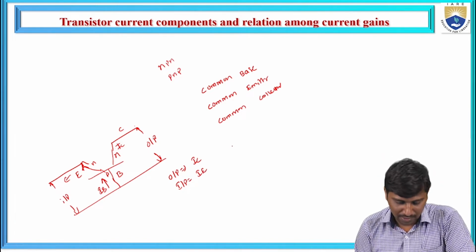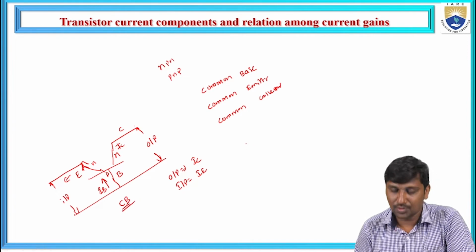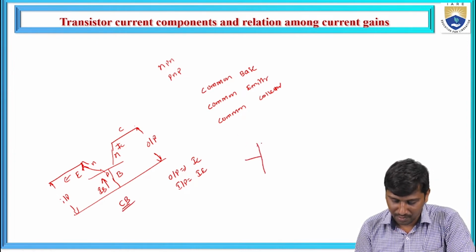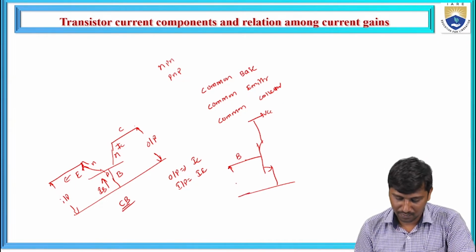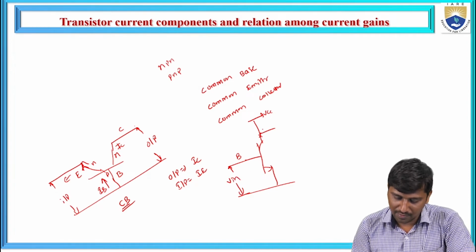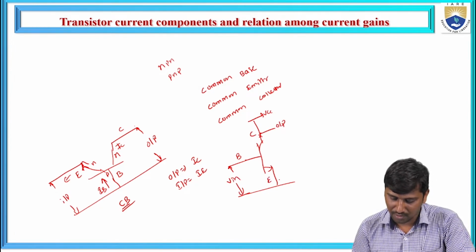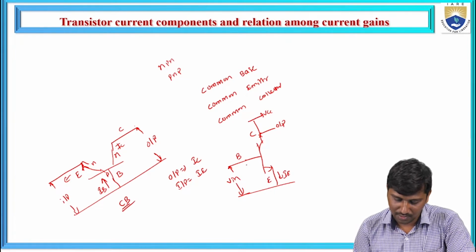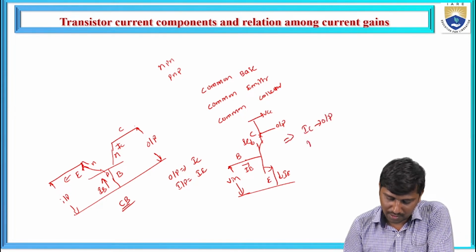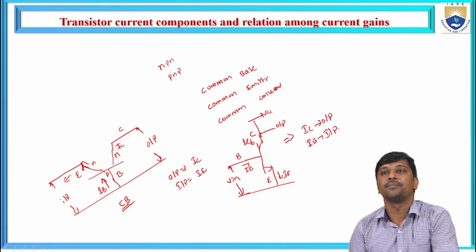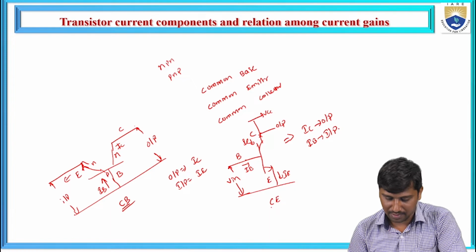Similarly, if you want to draw the common emitter, the emitter should be common for input side and output side. Let's take this as VCC. Input is passing through the base terminal, output is taken from the collector terminal, and then the emitter current flows. This is base and collector current. At this point, the collector current acts as the output and the base current acts as the input. This is the common emitter configuration.